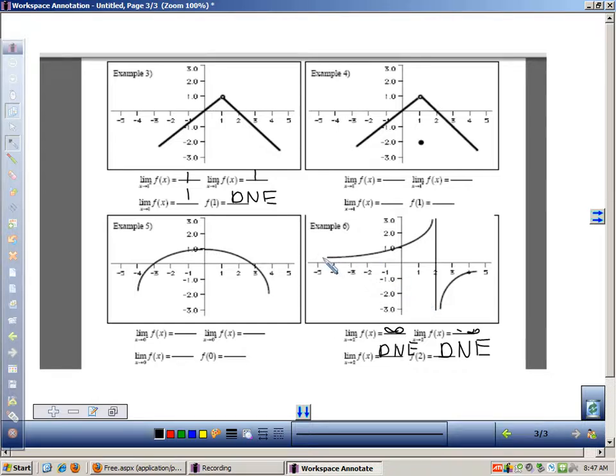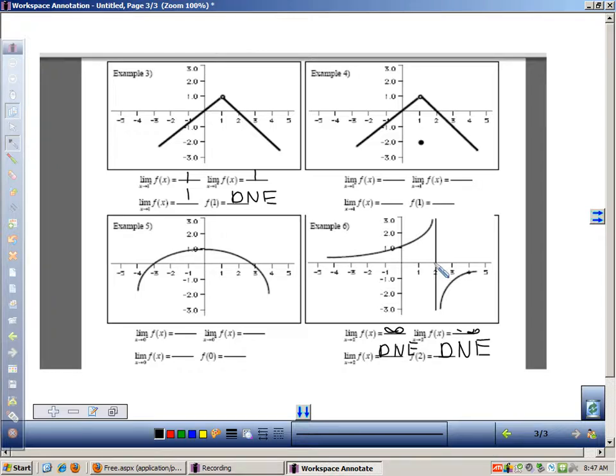Because as we get closer and closer to 2 from the left, our function just keeps getting higher and higher and higher. It goes to infinity. So your limit is the limit of the y value. Right. We're looking at the y value. We're interested in the y value as we get close to that number. Does that make sense? Okay.